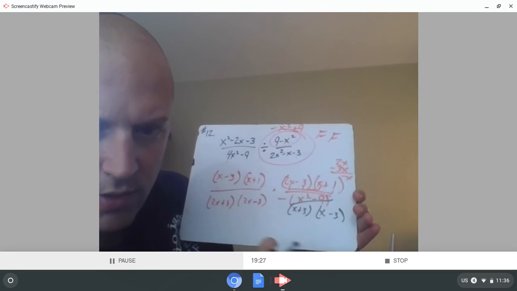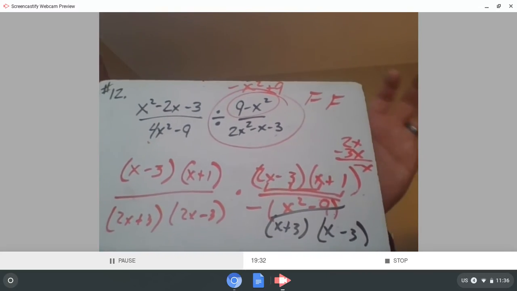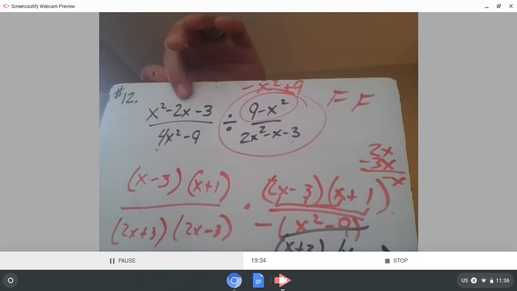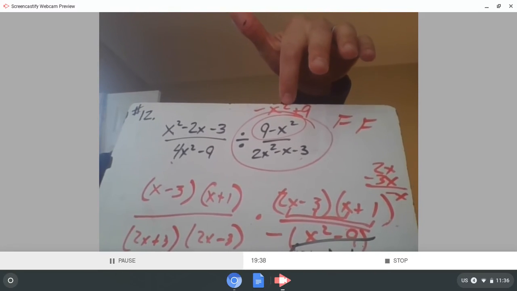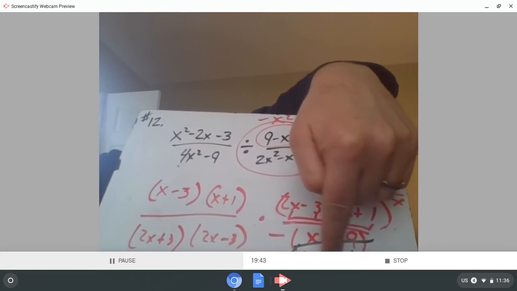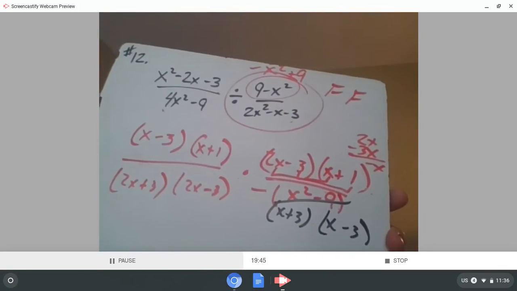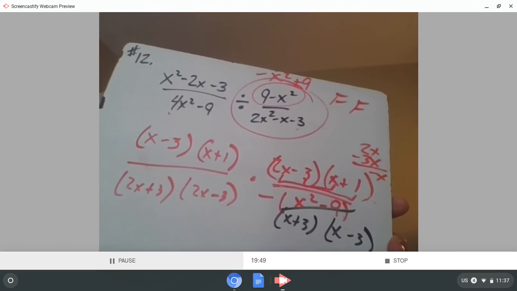Okay. So this is what I got so far. Okay. I went ahead and factored these two guys. I flipped this guy to make it -x squared plus 9. I took out a negative, and then I factored it further. Okay. And now I'm just going to start karate chopping stuff.